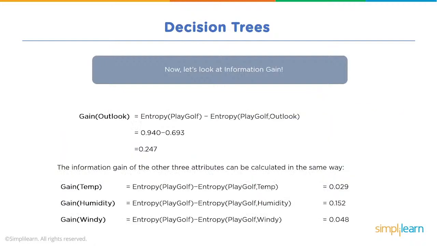And so we look at the gain of outlook. How much are we going to gain from this? Entropy of play golf minus entropy of play golf outlook. We take the original 0.94 for the whole set minus the entropy of just the outlook, and we end up with a gain of 0.247. So this is our information gain. Remember, we defined entropy and we defined information gain. The higher the information gain, the lower the entropy, the better. The information gain of the other three attributes can be calculated in the same way.